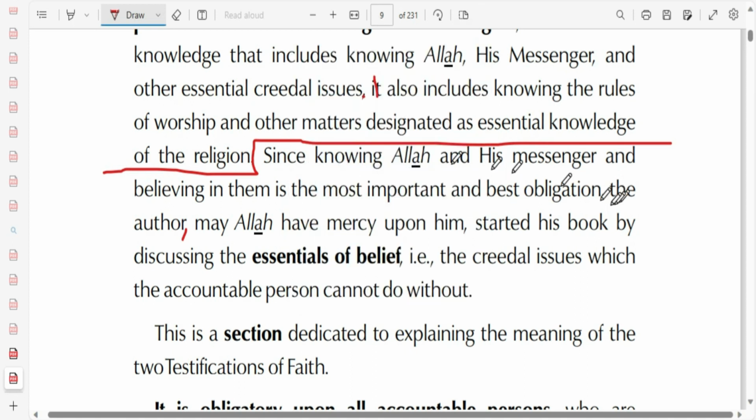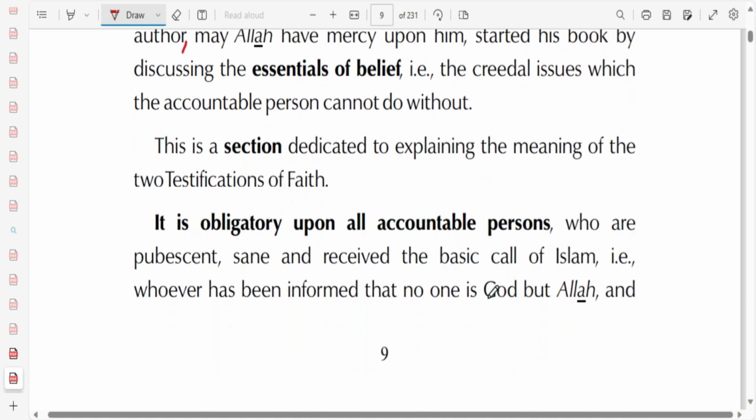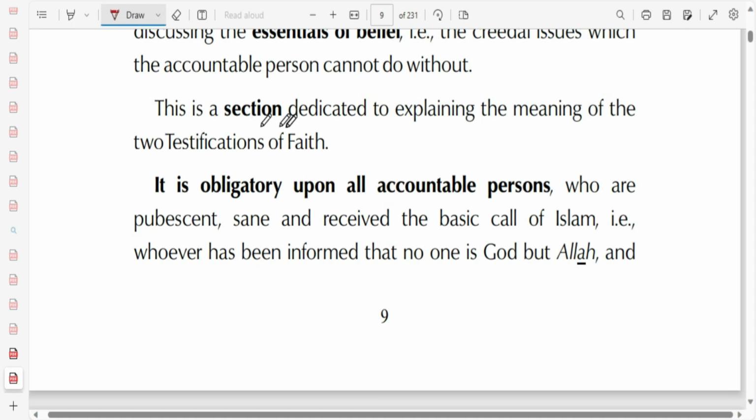Since knowing Allah and His Messenger and believing in them is the most important and best obligation, the author, may Allah have mercy upon him, started his book by discussing the essentials of belief. Meaning, after he finished his introduction, he started the main topics that he wants, i.e., the creedal issues which the accountable person cannot do without. This is a section dedicated to explaining the meaning of the two testifications of faith.